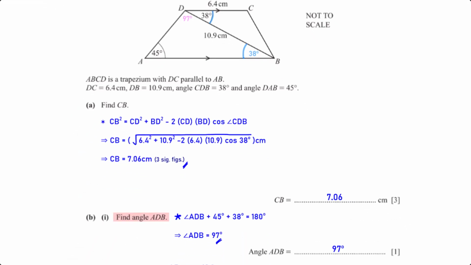Find angle ADB. These two are alternate angles. Alternate angles are equal, so angle ABD is also 38 degrees. The sum of the angles in triangle ABD must add up to 180 degrees. So we have angle ADB plus 45 plus 38 equals 180. When we make angle ADB the subject, we get angle ADB equals 97 degrees.